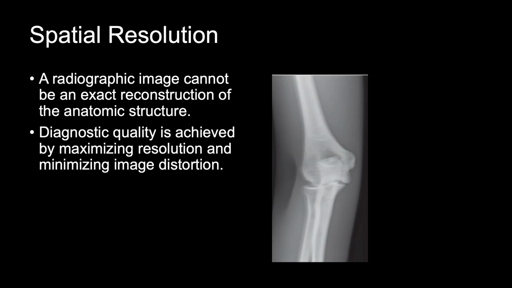Some information is always lost during the process of image formation. Also, factors such as patient motion increase the amount of unsharpness recorded in the image. It is the radiographer's responsibility to minimize the amount of information lost by manipulating the factors that affect the sharpness of the recorded image. Diagnostic quality is achieved by maximizing the amount of spatial resolution or recorded detail and minimizing the amount of image distortion. So we want to maximize resolution and minimize image distortion.